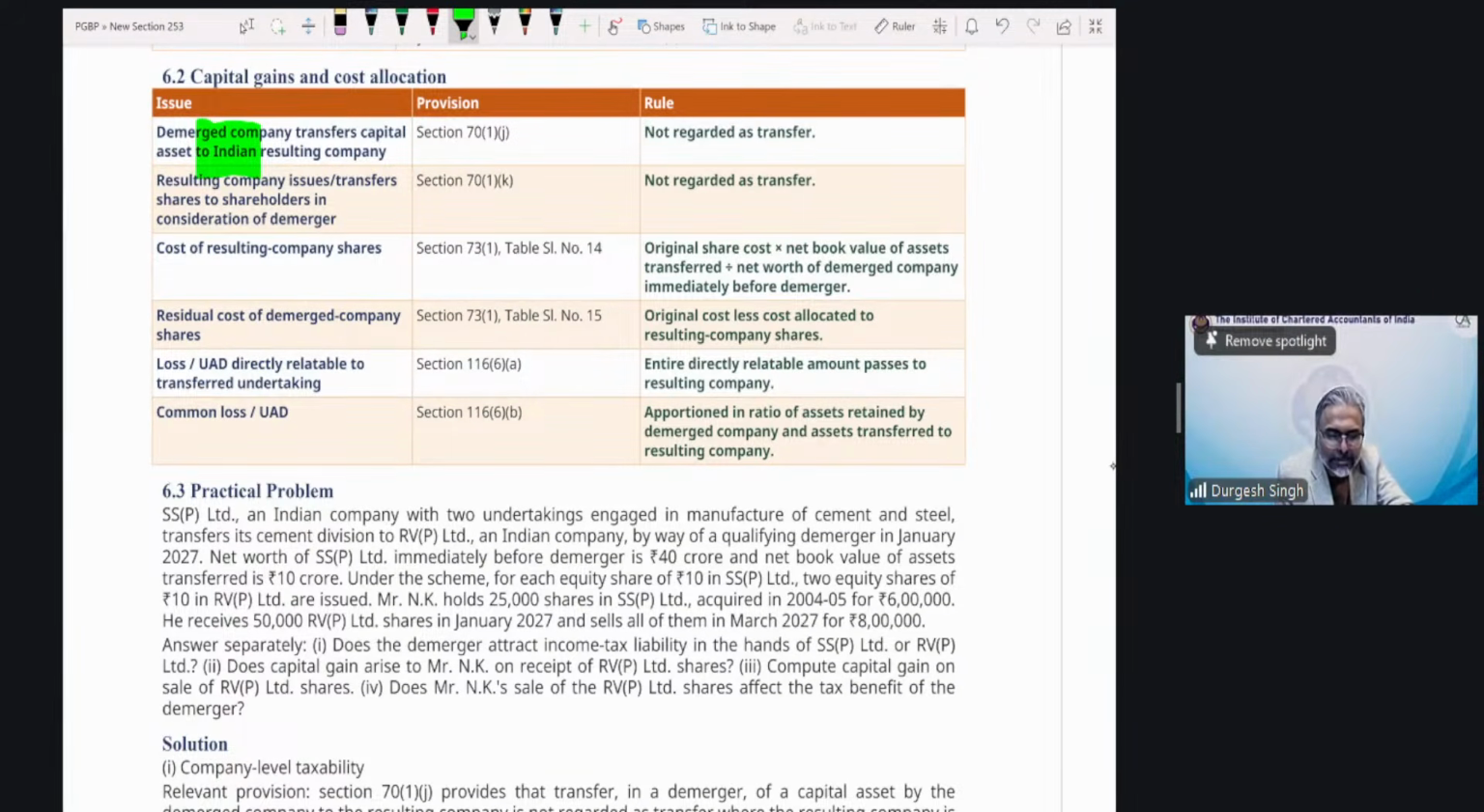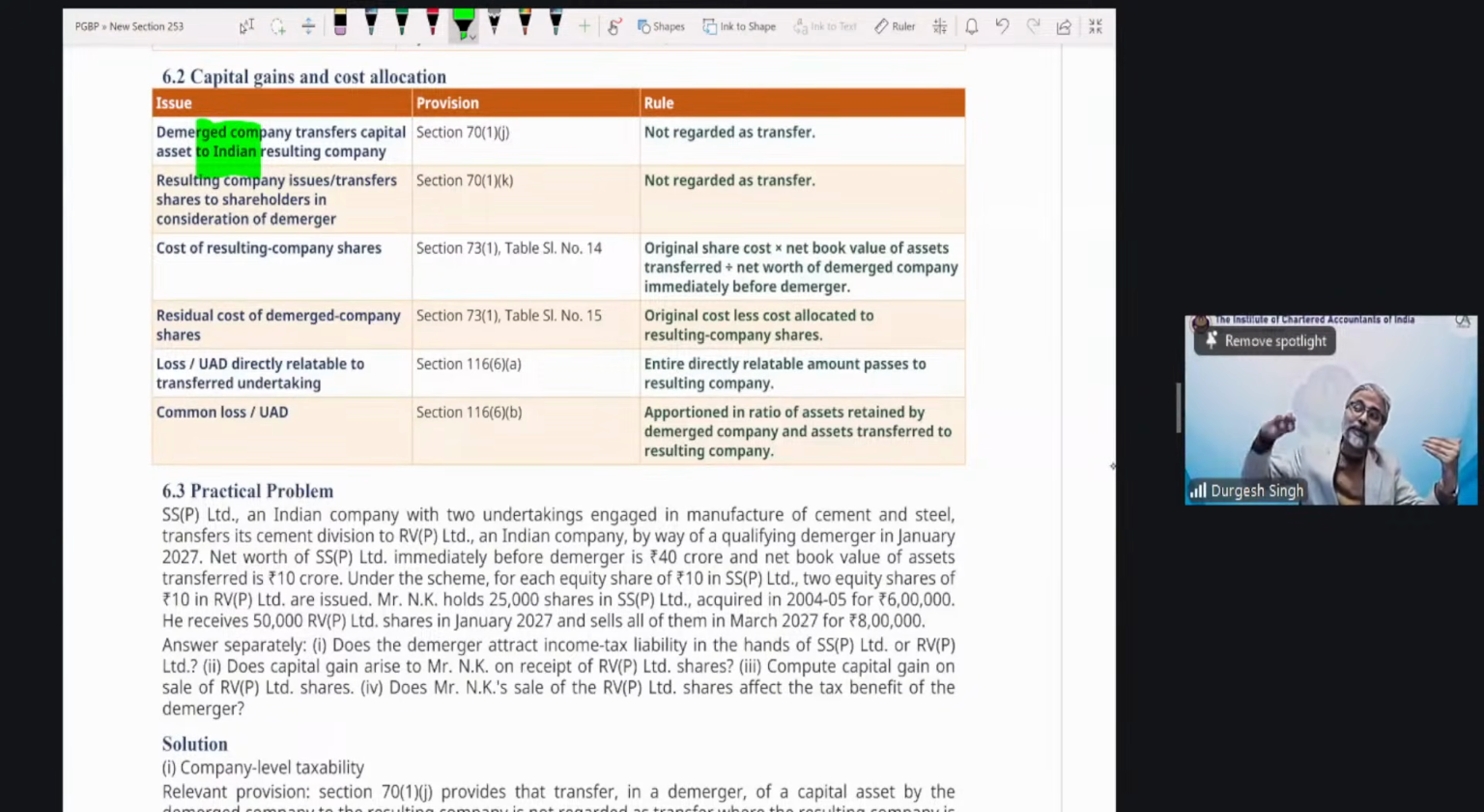Again 71K. After this, students, cost of resulting company shares. Section 73(1), table serial number 14. Now, obviously, I told you, both resulting company. Now, I had acquired the shares of only Tata Sons, students, 100. Now, from that 100, I will have that proportionate concept. Proportionate means some portion of 100 will relate to Tata Chemicals, the resulting company, and the balance would be of the old company, which is Tata Sons.